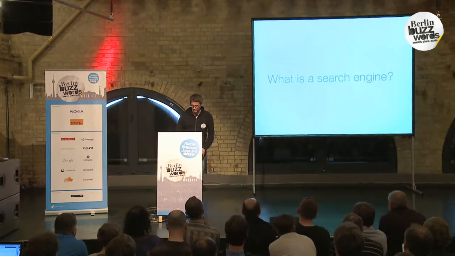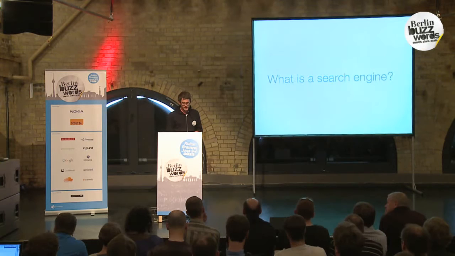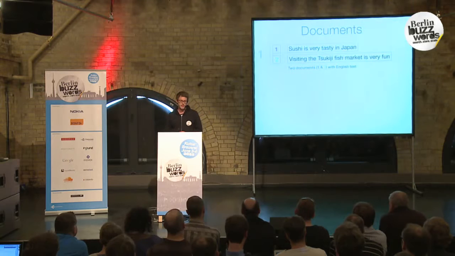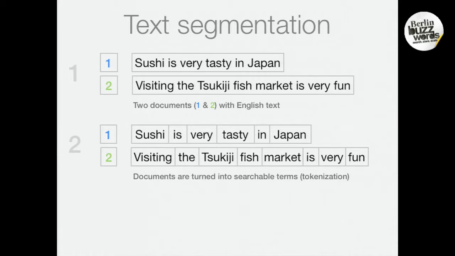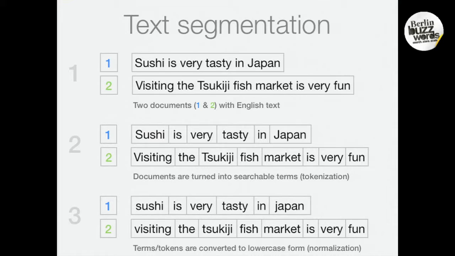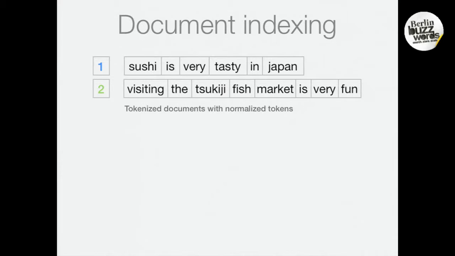Okay. So let's have a look at what the search engine actually does at the very, very, very high level. Let's say we have these two documents. Sushi is very tasty in Japan. Visiting the Tsukiji fish market is very fun. Let's say we want to make this content searchable. What we first do is take this source text and segment it into tokens. We get something like this. Then we normalize these tokens by lowercasing them, because we usually want to search in a case-insensitive manner.